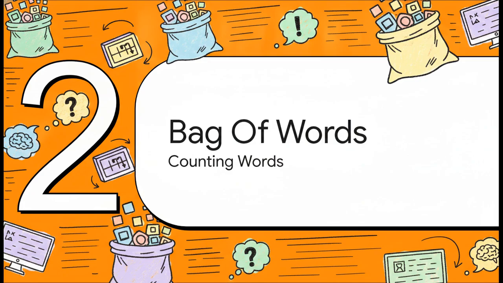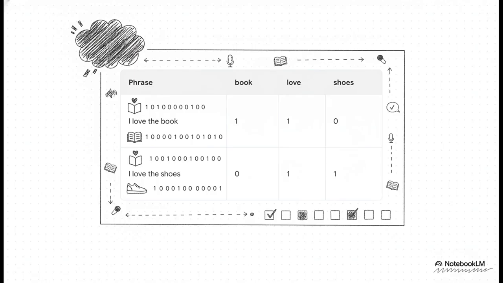Let's see how this builds with our very first major modeling technique in Section 2, counting with bag of words. The absolute simplest approach to that translation problem works like this. We basically construct a dictionary of every unique word we've ever seen across all our data. Then, for any new sentence, we just assign a 1 if the word is present and a 0 if it isn't. It's essentially a giant, rigid binary checklist.